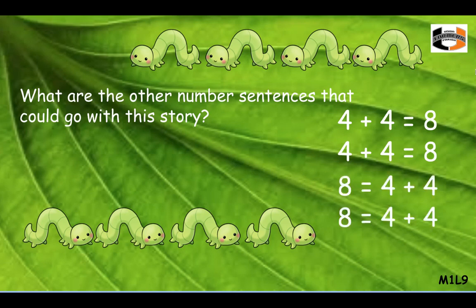Right, we can put the total first. 8 equals 4 plus 4, and 8 equals 4 plus 4. And there the parts are switched, but you can't tell because they are the same number.